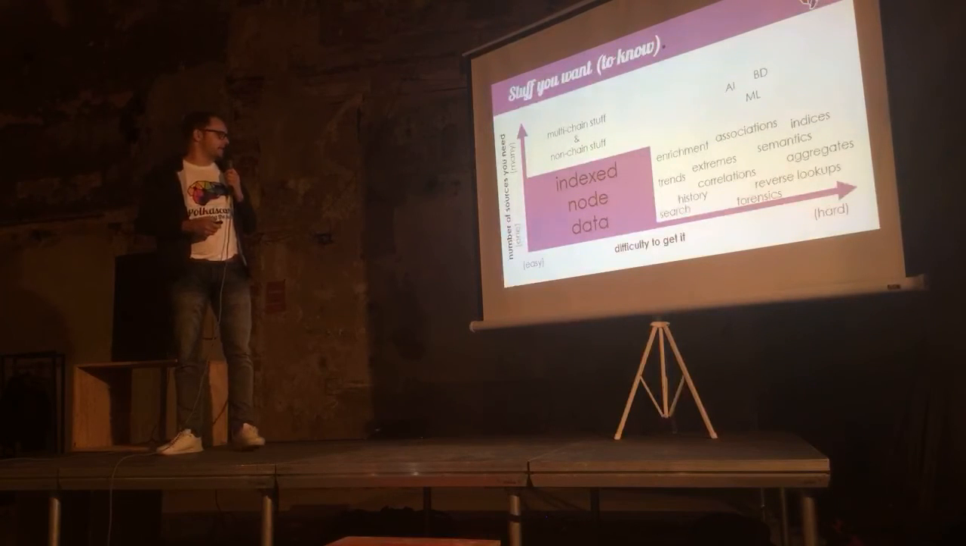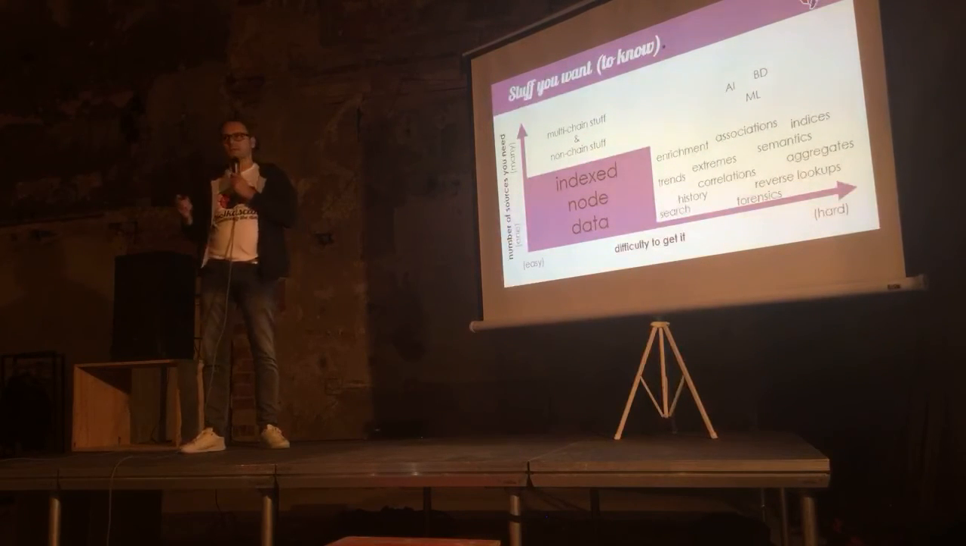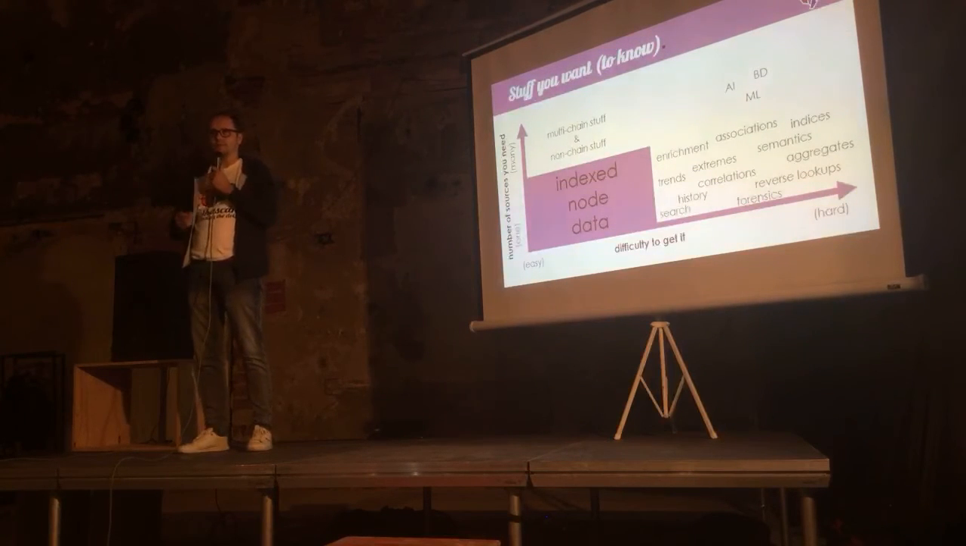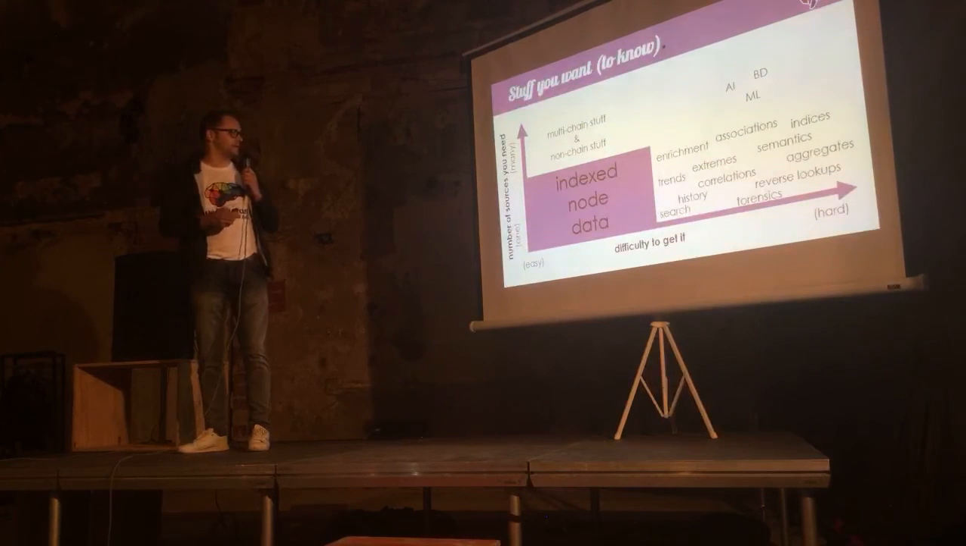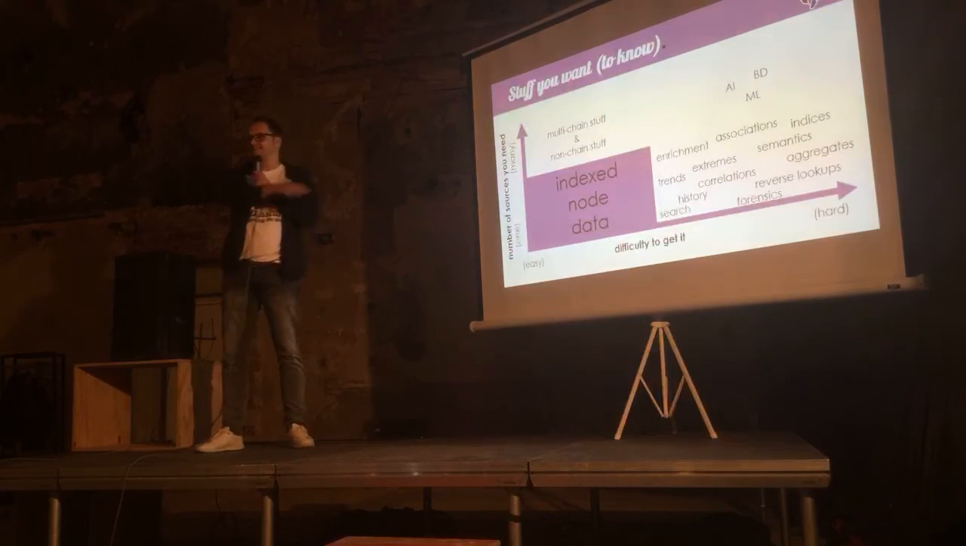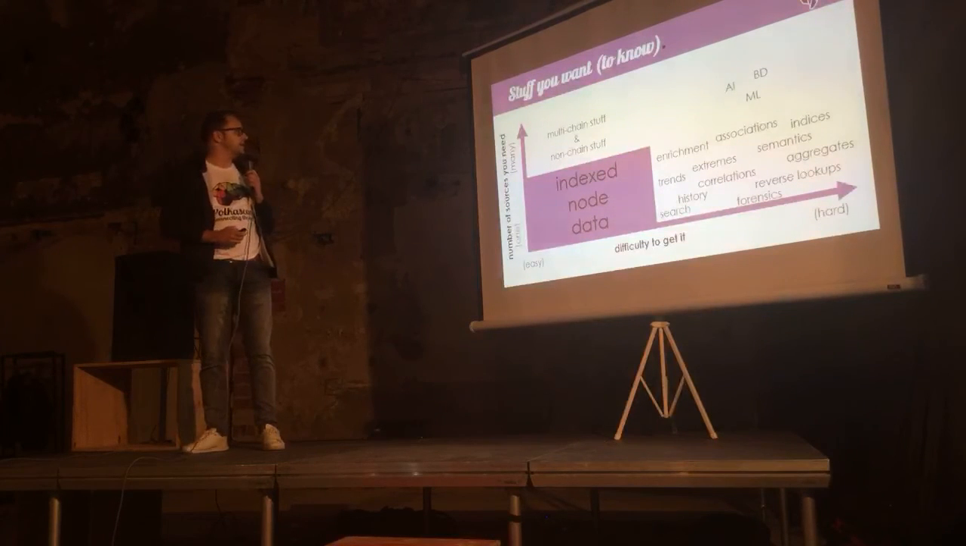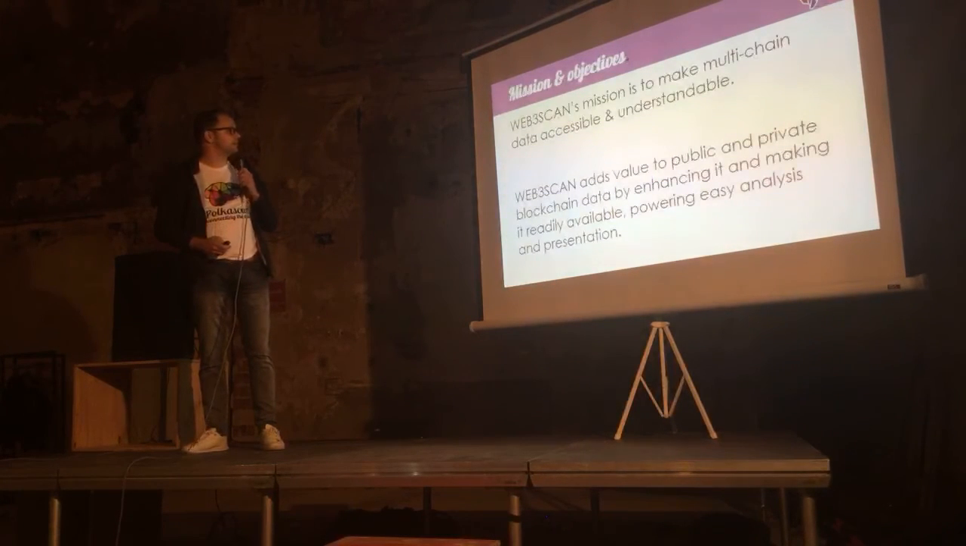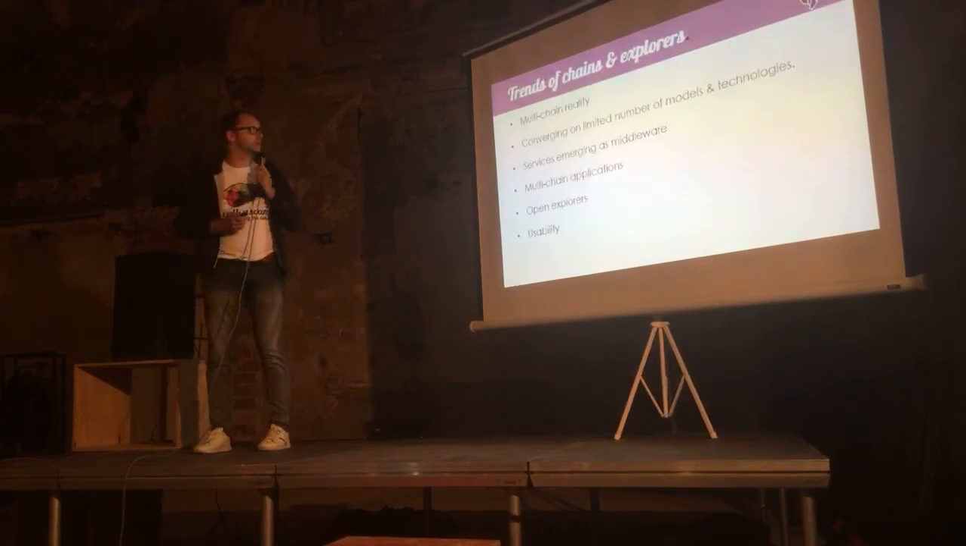running. That's stuff you get from one node, but sometimes you want stuff from multiple blockchains or multiple nodes. There's stuff you want from outside of the blockchain, so you want to correlate it with that. So it's pretty difficult. All these associations, when you get into semantics, it's pretty hard. So what we try to do is focus on everything that's not easy to get out of one single node. We want to make multi-chain data accessible and understandable.